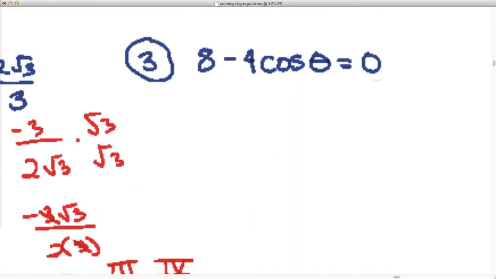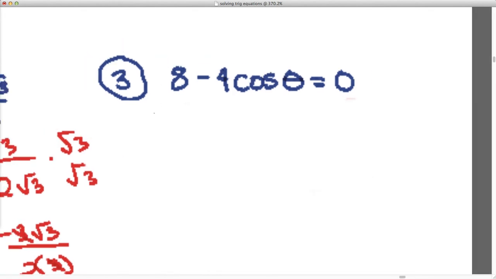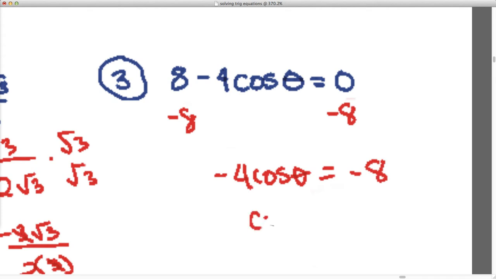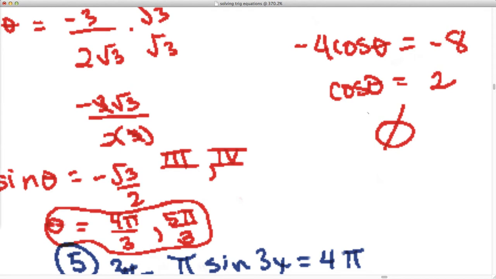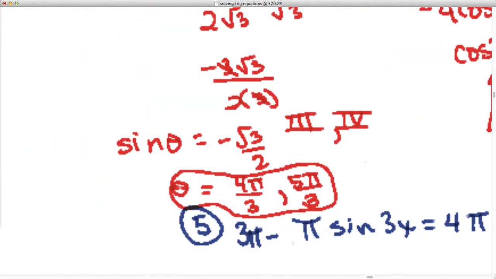So this problem here, we got some numerical coefficients added and subtracted. So get it to where it's just a trig function on one side, and you get negative 4 cosine theta equals negative 8. Cosine theta equals 2 if you divide both sides by negative 4. Because cosine and sine oscillate between 1 and negative 1, they will never reach any values outside of that. So if you ever see a value that's outside 1 and negative 1, then you write no solution, or the symbol for no solution as I just did.